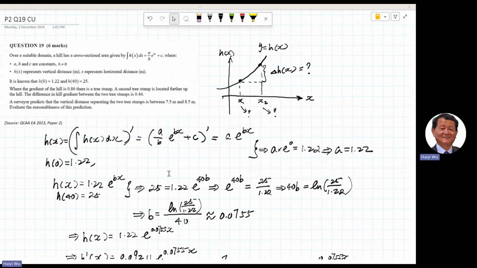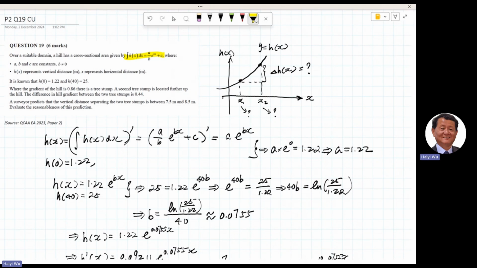So we've got the function: a hill cross-section area is given by this integral. So a, b, c are unknown. h(x) is the vertical distance. So I'll draw the graph.